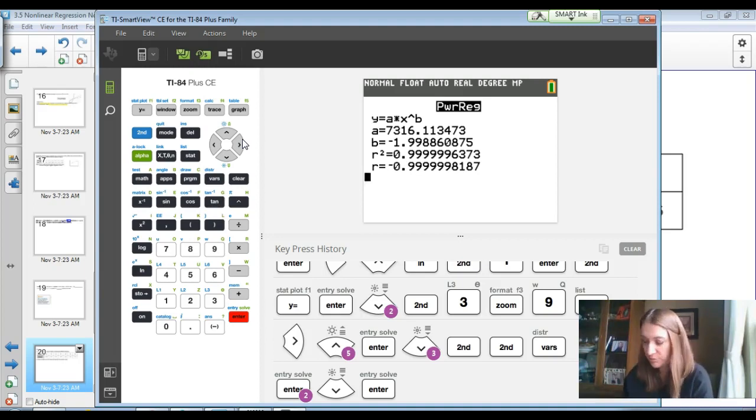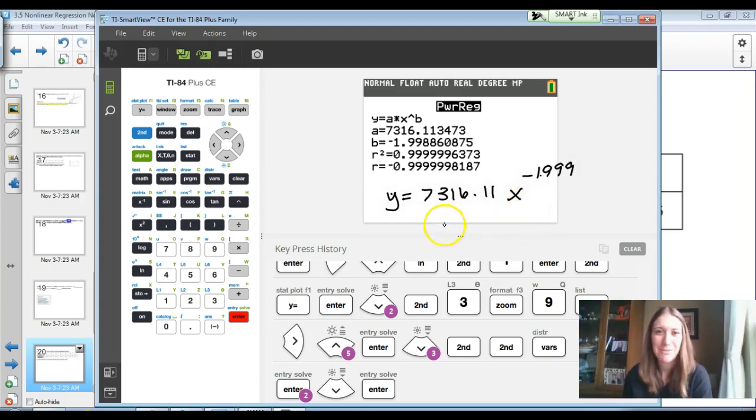Alright, so writing our power function down. y equals, the a value is 7316.1-ish, let's say 7316.11, might as well, times x to the negative 1.999 power. Lovely. The follow-up question says estimate the brightness at 100 meters. So when x equals 100, you either need to manually plug that in or use your table. You're going to find about 0.735 candelas. That's the unit for how much light there is. That's a fun one.